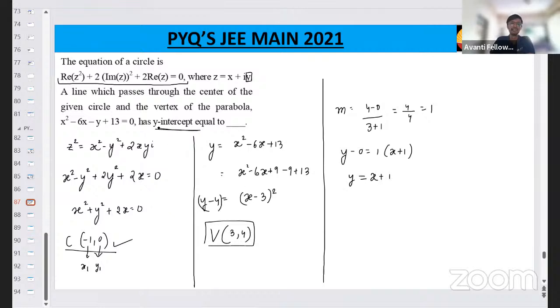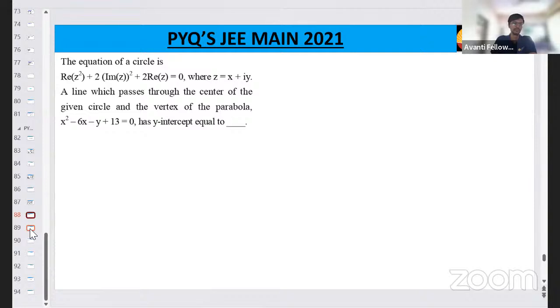We want to find the y-intercept. For the y-intercept, put x equals 0. So the y-intercept is 1. So our answer is 1. Correct? It was an integer type question, so we don't have options for it. Got it? Let's see the next question.